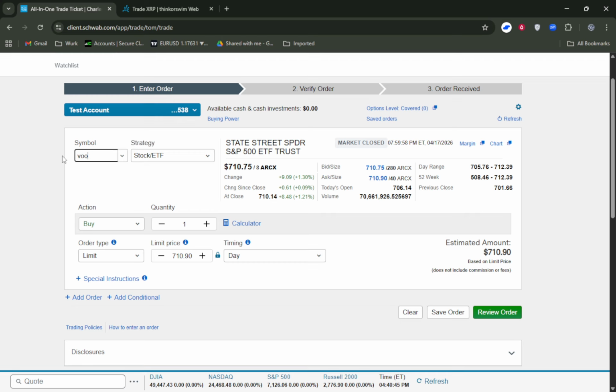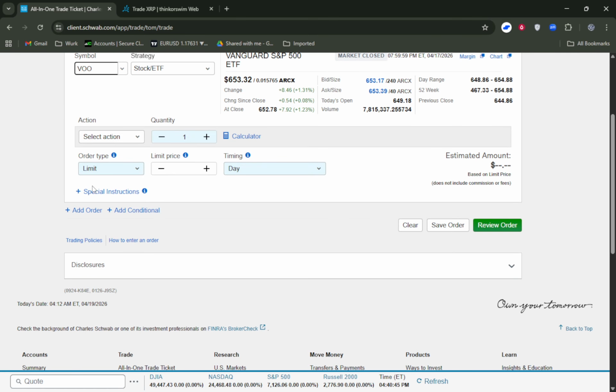A limit order lets you set the maximum price you're willing to pay. It will only execute at that price or better. Review the details and click Place Order. Once the order fills, you'll see the investment in your account holdings.